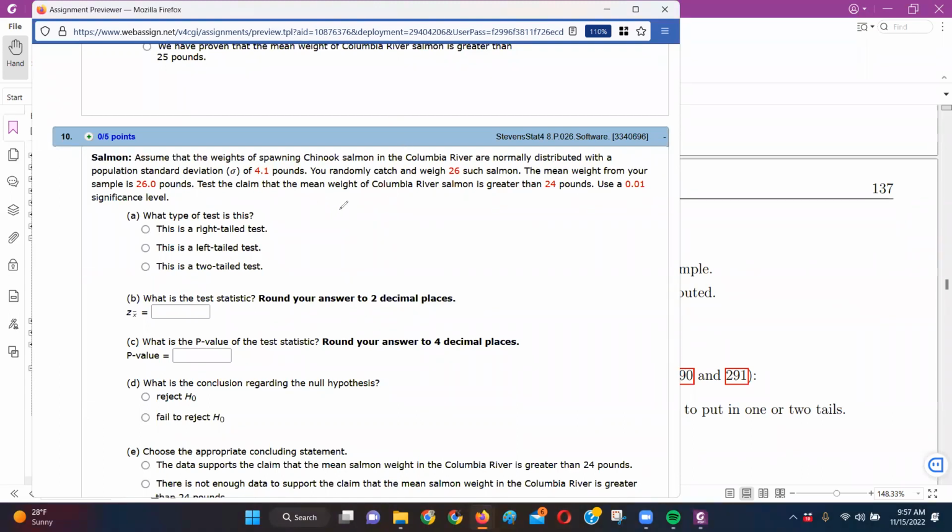Because this is a z-test, we're going to say H0. Let's find the claim: test the claim the mean weight is greater than 24. So that's going to be a right tail test. So H0, we're going to say mu equals 24. Notice I put the mu in there. People forget the parameter. And H1, mu is greater than 24, and that's the claim. Now we're going to do the test statistic.